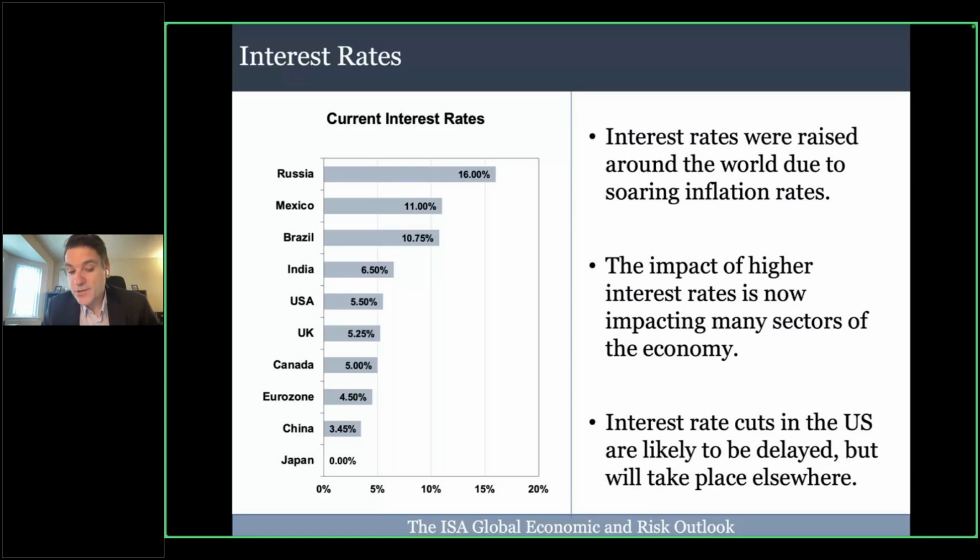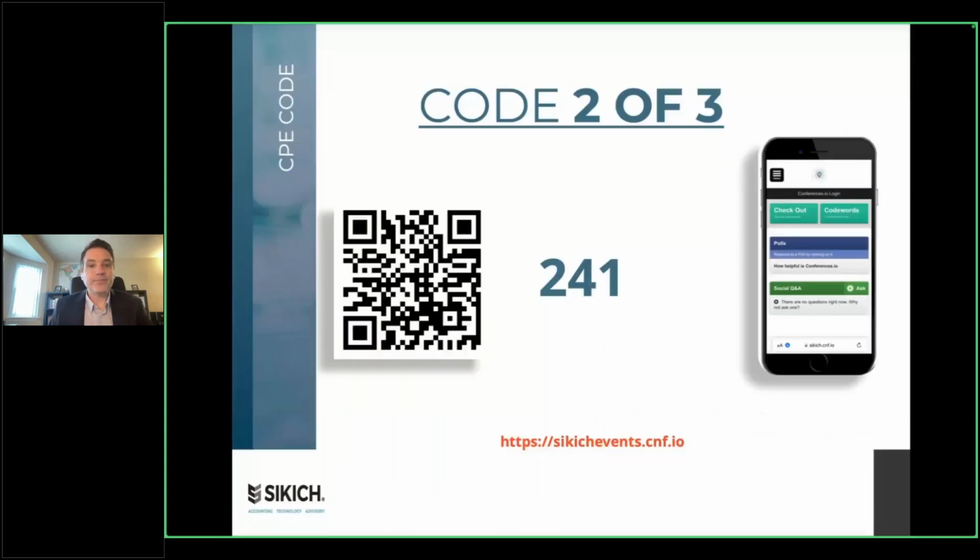Japan, of course, raised interest rates. I should make a note of that. For the first time in a long time, the interest rates had been negative. They raised them by 10 basis points, so now they're 0%. But everywhere else in the world, interest rates are significantly higher than they were a couple of years ago. And we'll talk about their direction in a little bit.